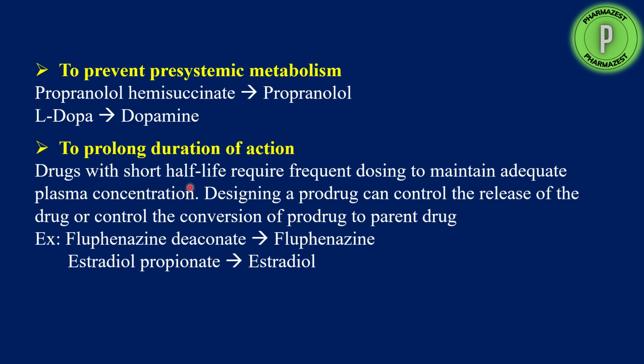So some drugs have a very short life. Because of this short life, what happens? You need to give them more number of times, that is the frequent dosing, in order to maintain the adequate plasma concentration. So for this, what you can do is formulate it in the form of a prodrug and control the release of the drug, so you can also increase the half-life of the drug. As a result, what happens? We can maintain the adequate plasma concentration at the site of action.